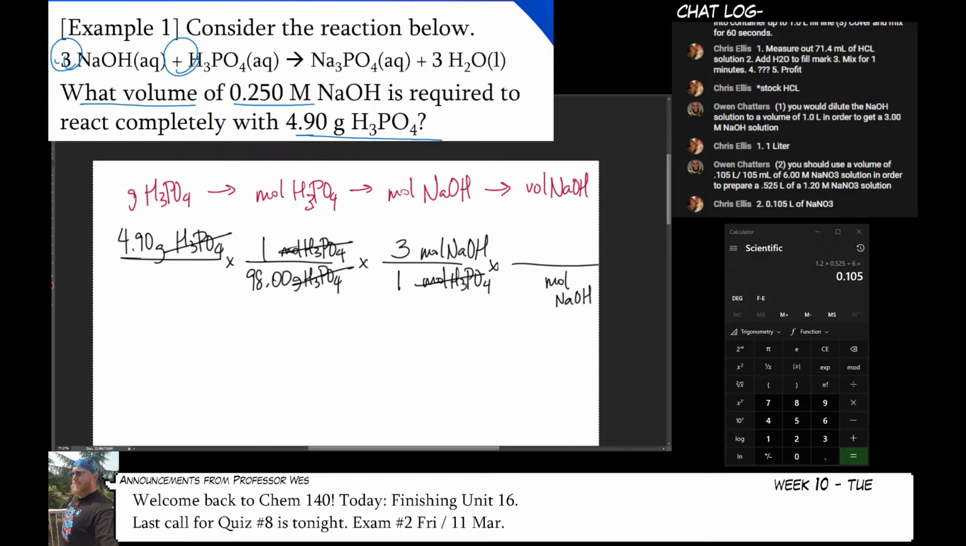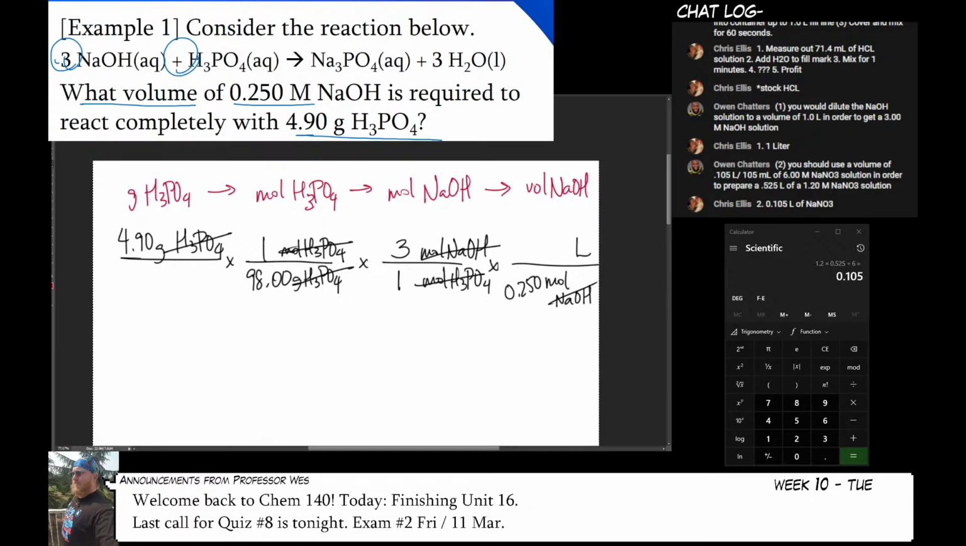And then finally, if I'm going to turn this into a volume, I just do moles per liter. And I don't even have to put anything up here. I just have to put whatever the molarity is next to moles. Make sure you do put the number next to moles. If you put it next to liters, then what you'd be saying is it's 0.250 liters per mole. That's not what molarity is.